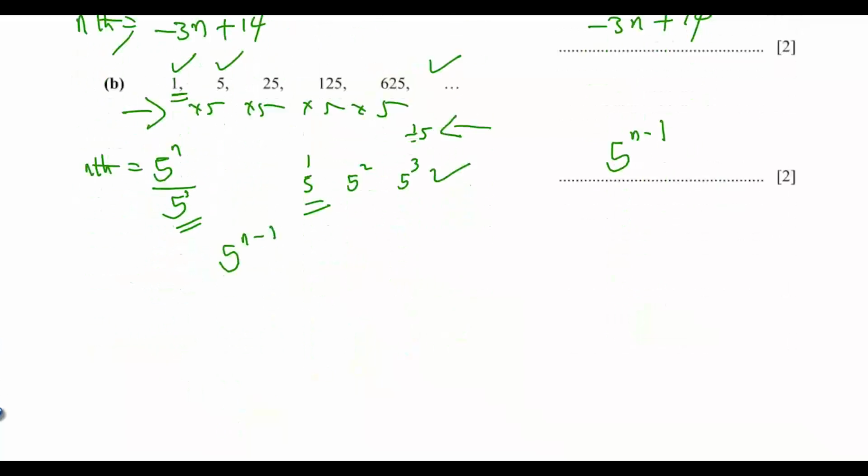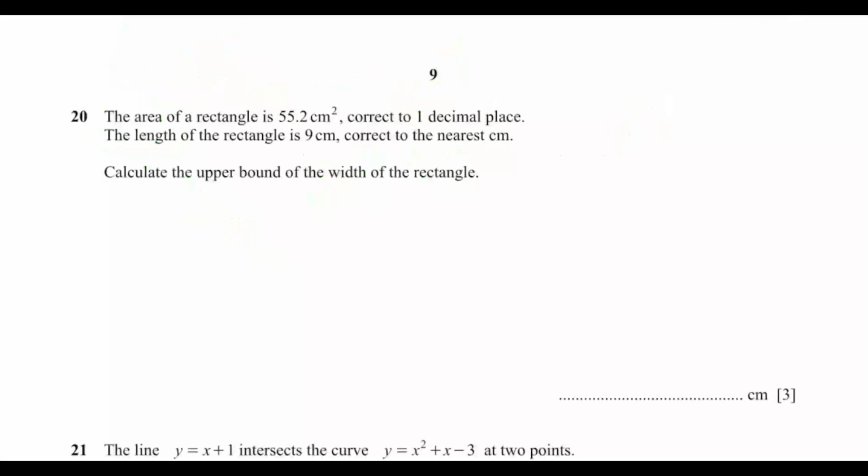So let's go to the next question. That will be question 20. The area of a rectangle is 55.2 centimeters squared, correct to 1 decimal place. The length of the rectangle is 9 centimeters, correct to the nearest centimeter. Calculate the upper bound of the width of the rectangle.